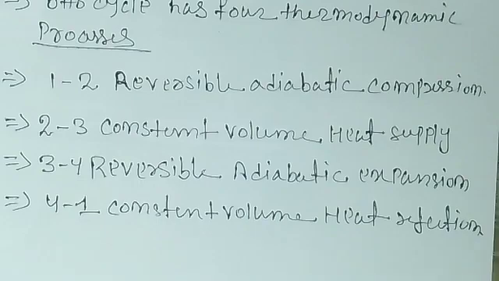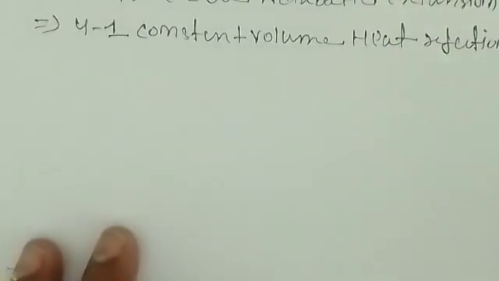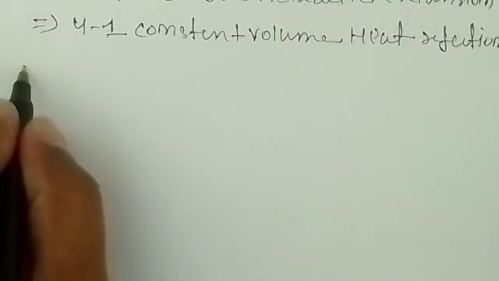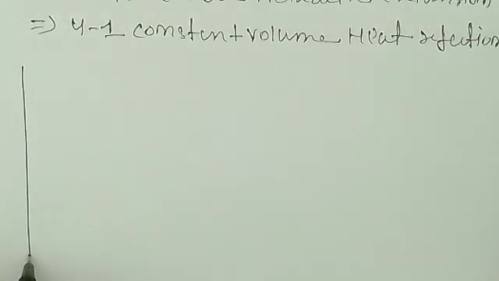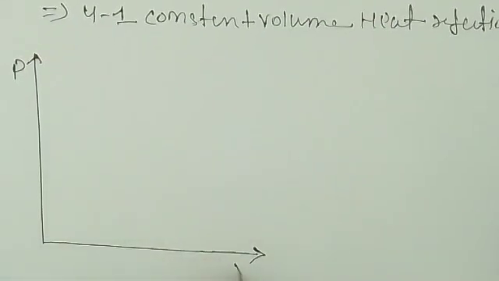Now we will see this process on the PV and TS diagrams, which are very important for you to understand thermodynamic cycles. First, we will draw the pressure versus volume diagram for the Otto cycle. For that, we take pressure on the y-axis and volume on the x-axis.